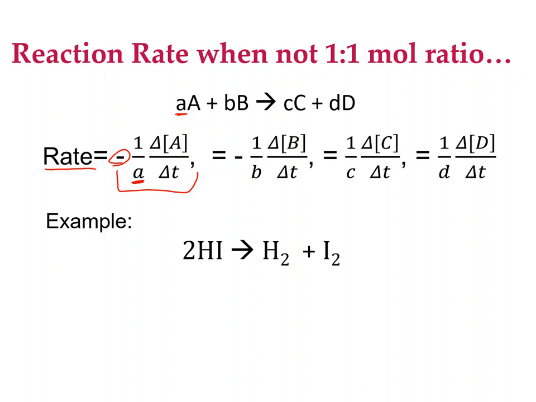Then here, b is the coefficient of reactant B there, also disappearing. c being the coefficient here for the first product to be formed. And then last but not least, the d here. Okay, this is how you would write out comparing the different rates to one another.